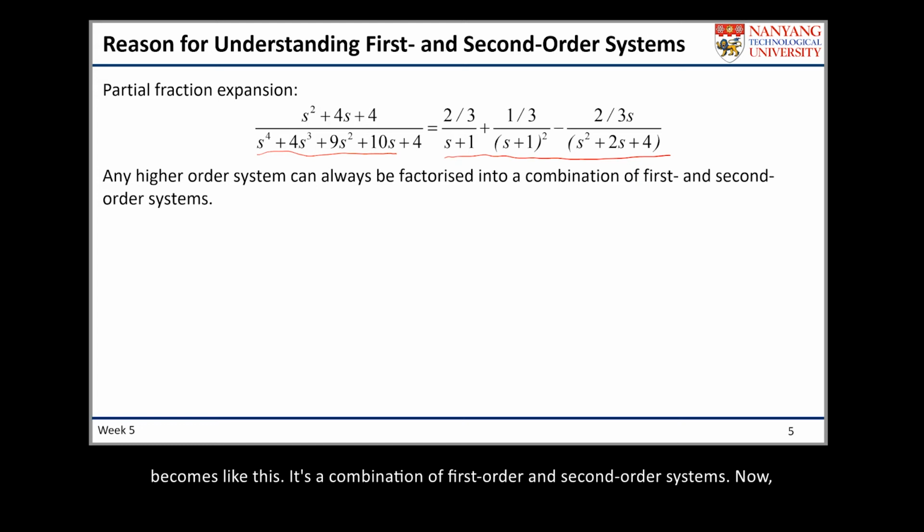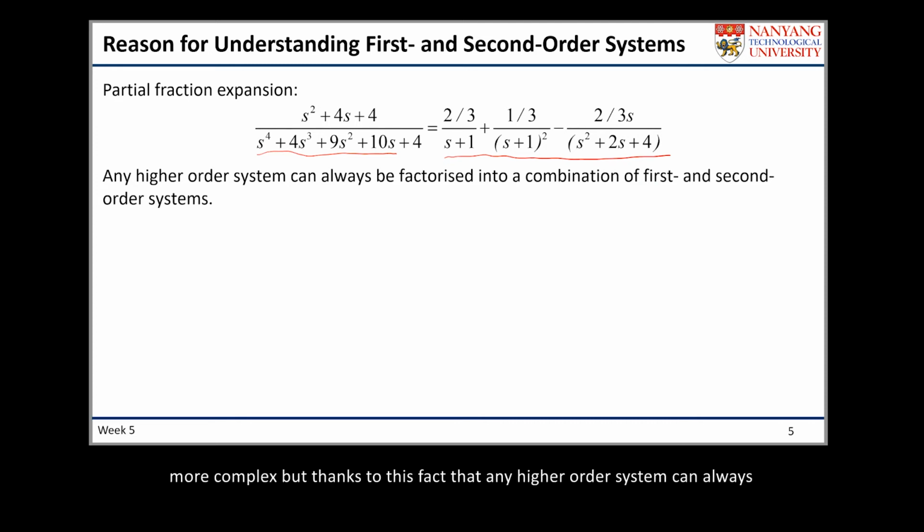Now, what can we conclude from this? Any higher order system can always be factorized into a combination of first order and second order systems. What is the nice thing about this? When we are dealing with a mechanical system, not necessarily mechanical, but any system in nature, most likely you will deal with a high order system. It can be 4th order, 5th order, 10th order, 100th order, or even 1,000 or 10,000 order system. Then that will make your analysis more complex.